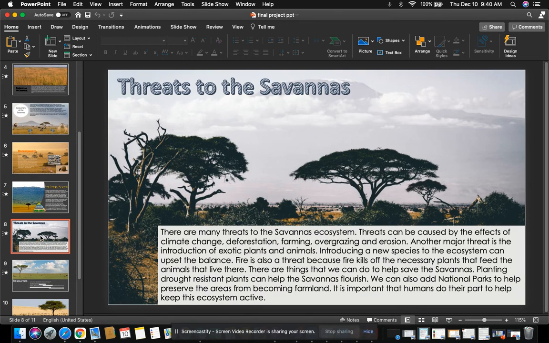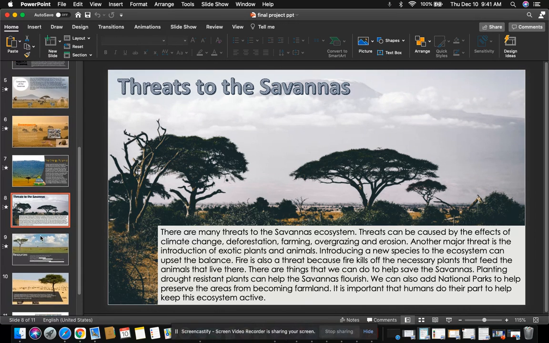The next thing would be your threats to your ecosystem. Make sure that you are pulling from that graphic organizer that you've already done to write your summary about the threats within your ecosystem.